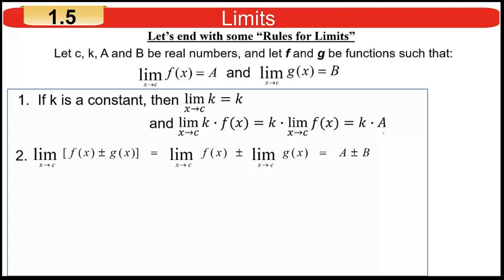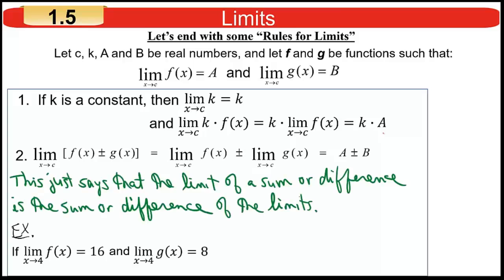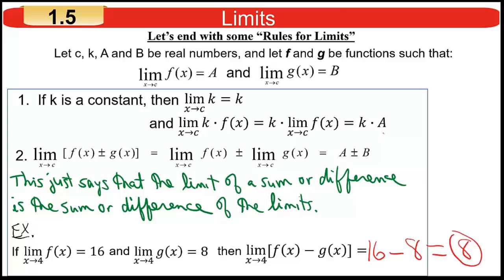The second rule says if you're taking the limit of a sum or a difference of two functions, you can do each one separately and then just add or subtract. Again, it's a common sense thing. It's probably what you would have done anyway. If I told you that the limit of f of x as x approaches 4 is 16 and the limit of g of x as x approaches 4 is 8, and then I ask you to find the limit of the difference of the two functions, all you do is take 16 minus 8. Again, it's what you would do if you didn't even know what to do, which is nice.